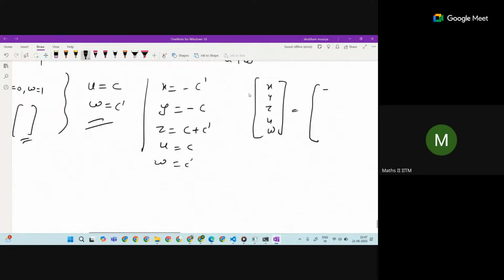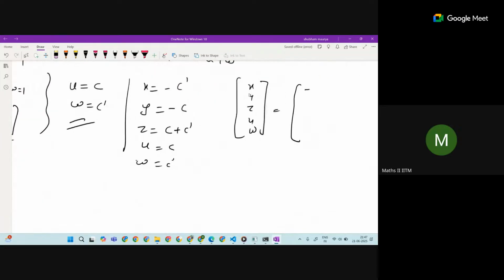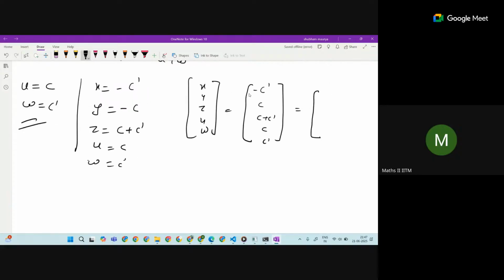So this is assuming to be x, y, z, and you can now substitute. This is minus c prime, c, and z is c plus c prime, u is c, and w is c prime. Now we can write in a separate form. So this is going to be 0, and y is minus c. So I'm writing for the first c: this is c, and this is minus 1, and this is 1 here.